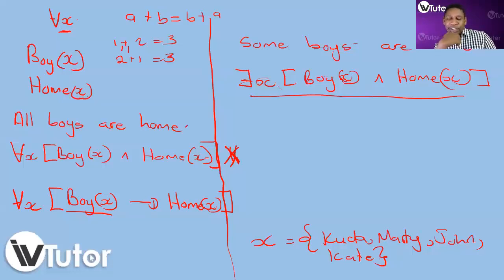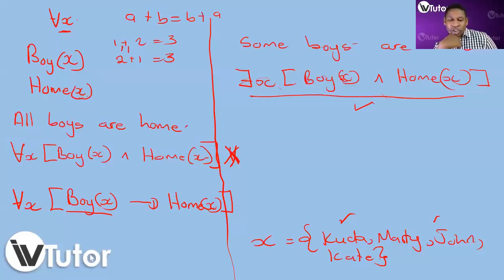So in that case, let's apply this set to our three statements. If we start here, some boy is home. If Kuda or John are at home, then this statement will be true, because one of the boys will be home. It doesn't matter whether Kate or Mary are there. As long as one of these is present, then that will hold.